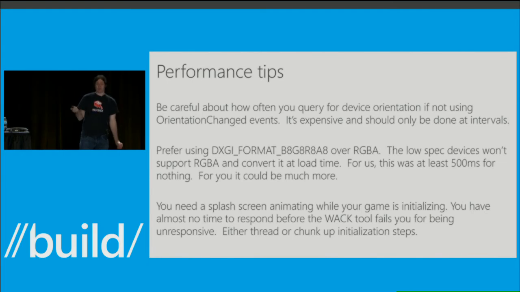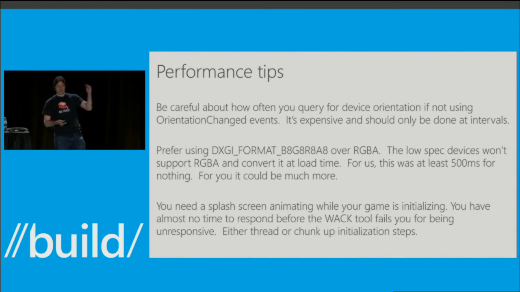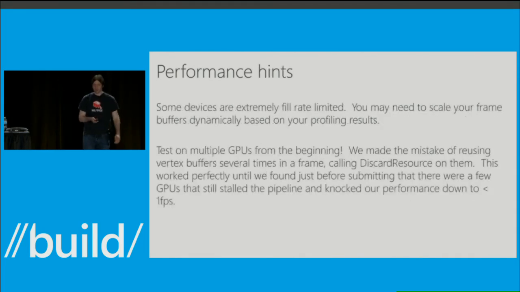And after that, basically make sure that you have an animated splash screen for startup, because you only get, I think it's 3 seconds before your app will get ejected. It'll fail from the Windows Application Certification Kit for not starting up fast enough. So make sure that you do nothing in your initialization except start up your background threads that do all the initialization, and start some animation on the screen. Make sure that something's going on.